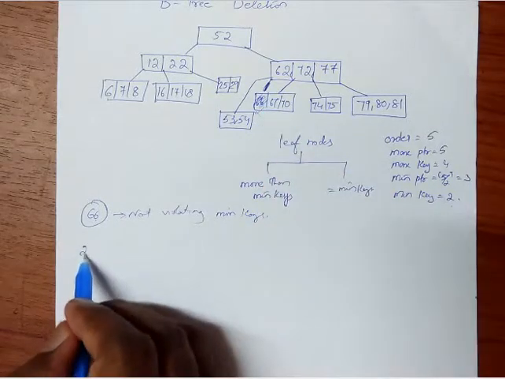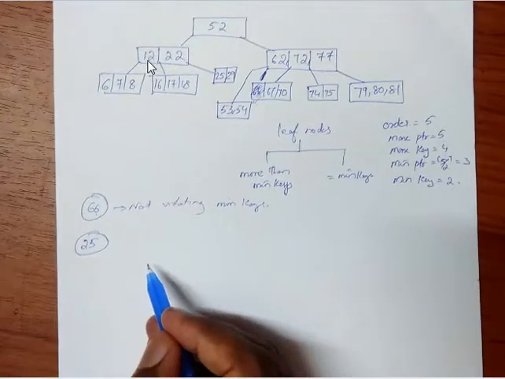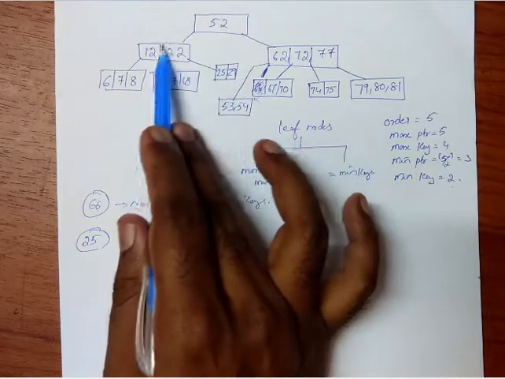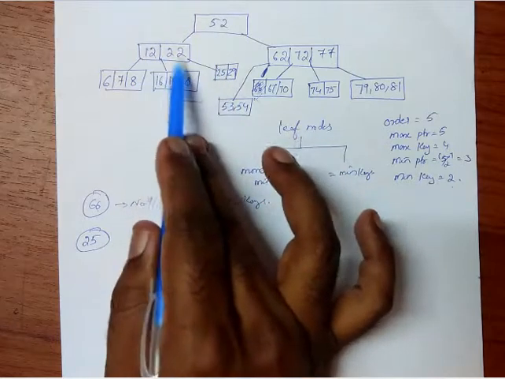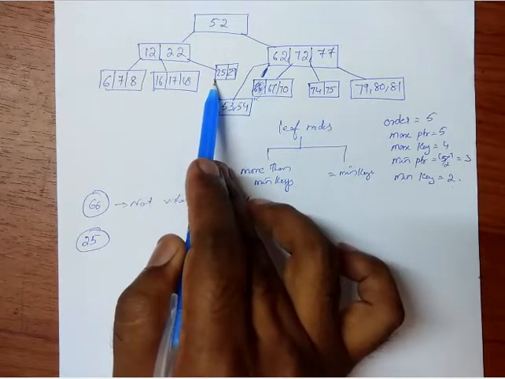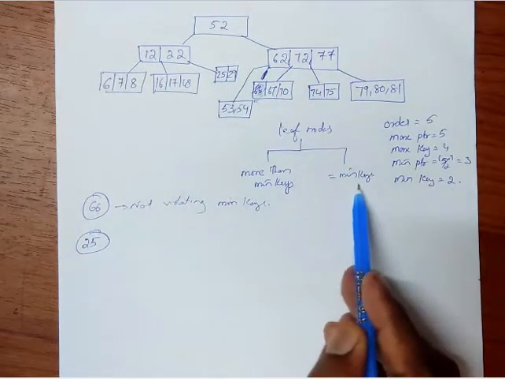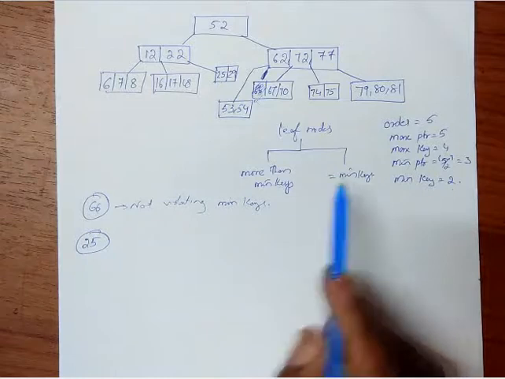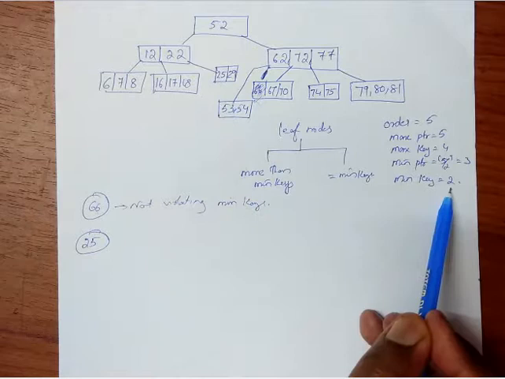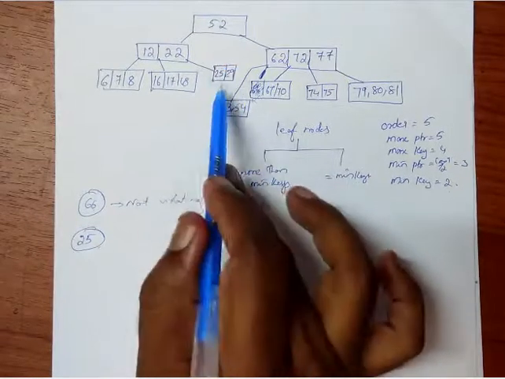Next, we can remove the value 25. Here I need to search for 25: from 52, move to the left, then 12 and 22. From 22 move to the right, and we can see 25. The number of data values in that node is equal to the minimum keys. So if we delete any value from it, it will violate the constraint of 2. We have some different strategies for handling that.